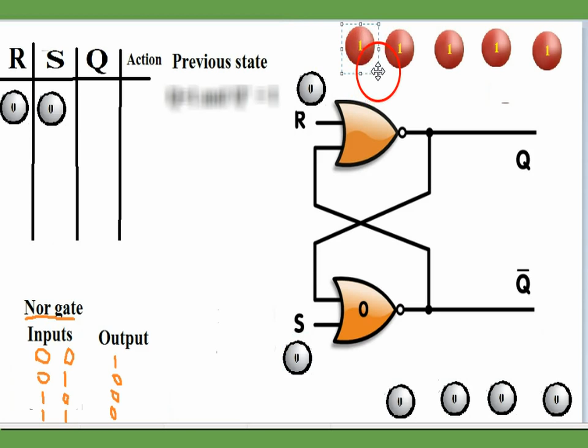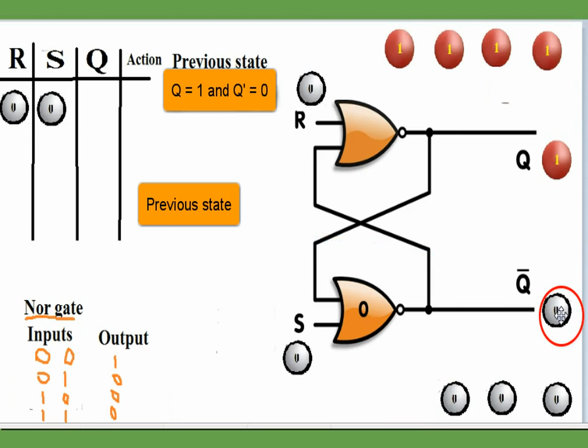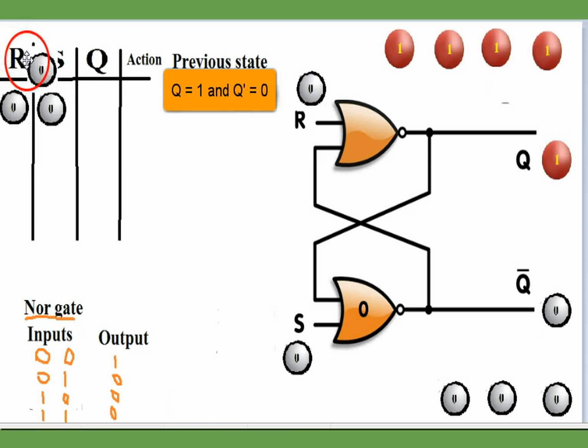Before discussing the output, we need to observe what the previous state was. Previous state, let us assume Q is 1 and Q bar is 0. Q bar is the complement of Q. If Q is 1, Q bar will be 0. So the 0 is coming here, and it will reach here. Now 0 and 0, see the table. 0,0 is 1. So the output of the NOR gate will give you 1.